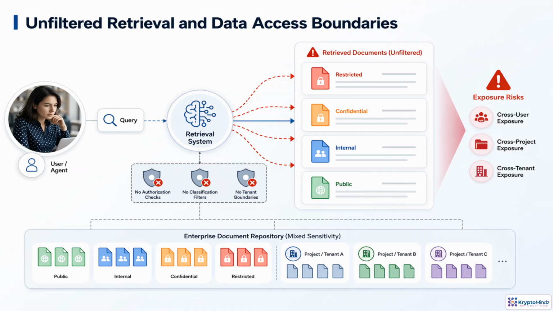Retrieval is often treated as a relevance problem, but in enterprise systems it is also an access control problem. A vector search may find a highly similar document, but that document may belong to another customer, project, role, or sensitivity class. If the agent retrieves from one mixed pool, public FAQs, internal runbooks, confidential records, and restricted incident notes can blur together. The fix is to enforce authorization, classification, and tenant boundaries before content reaches the model.